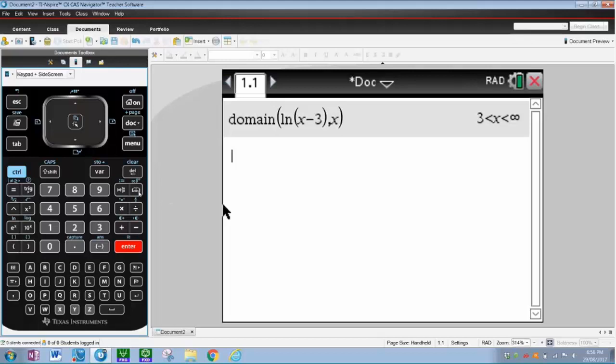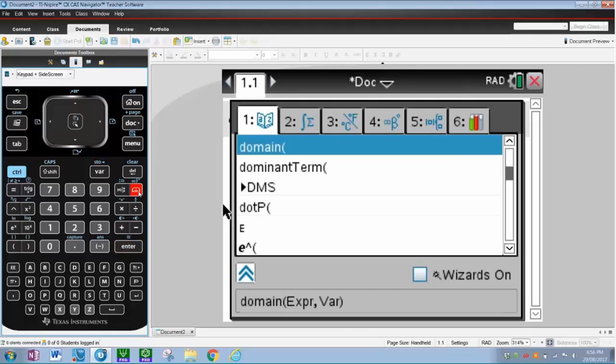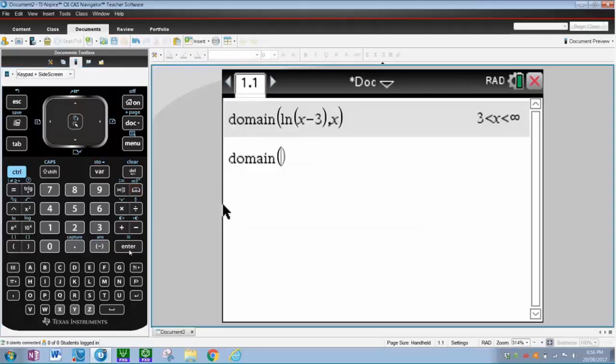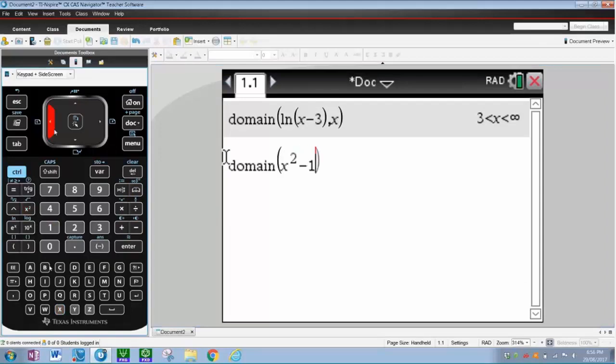So let's do the same. When you press the catalog key now, you'll see that the calculator has remembered where you were last, and you were on domain. So fortunately, you can just press the catalog key, then press enter. Now let's type in the second function, which is x squared minus 1, comma x after that. So domain x squared minus 1 for x, and as we expected, the domain of that parabola is all real numbers. So when you write this on your piece of paper, you would say x is an element of R.